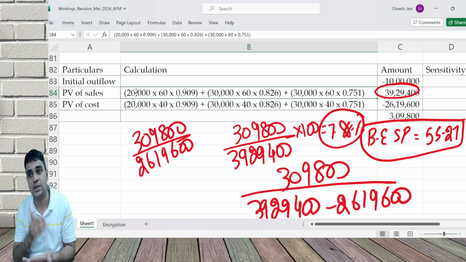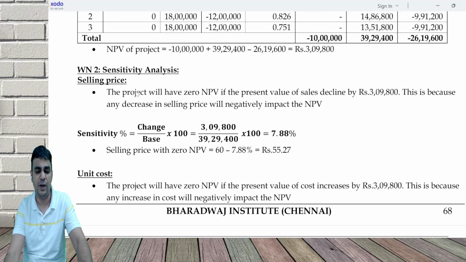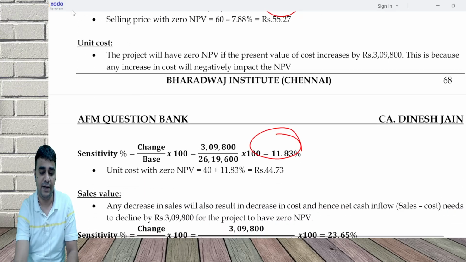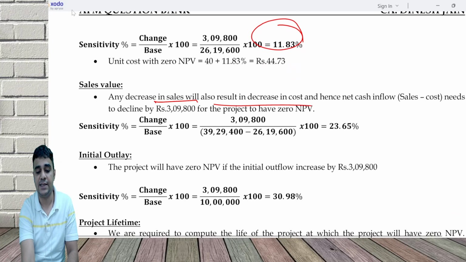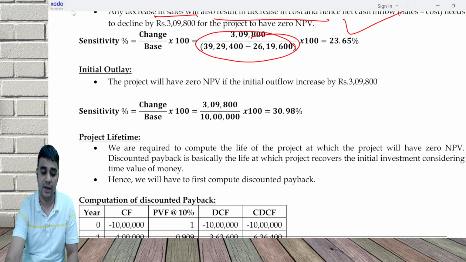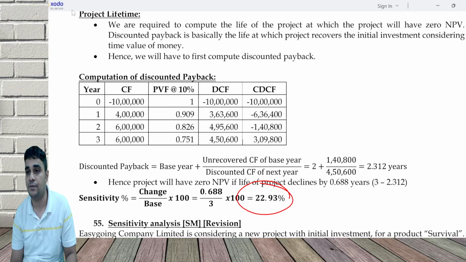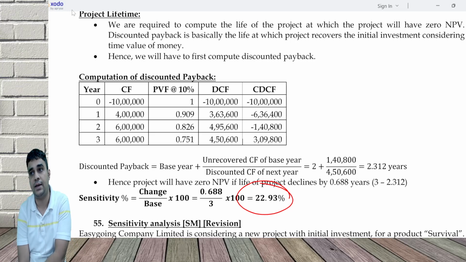Clear? Any doubts in this? What's the fourth one? 10 lakh. Last one, you need to do year cash flow. Every year separately you have to do cash flow and calculate discounted payback. I'm not doing the discounted payback part; I have done it in a different way. The answer is going to be the same: 7.88%, 11.83%. Any decrease in sales will also result in decrease in cost. So the denominator is minus 23.65%, 30.98, and for this you have to do discounted payback, which ended up becoming 22.93%. Discounted payback is to be calculated.